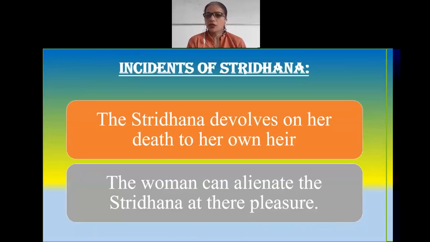Now let us see, on the basis of that, what the incidents of Stridhan are. The Stridhan devolves on her death to her own heirs. Whatever Stridhan a woman has, after the woman's death this Stridhan goes to her children, that is, the legal heirs will have the entitlement to claim this particular Stridhan.